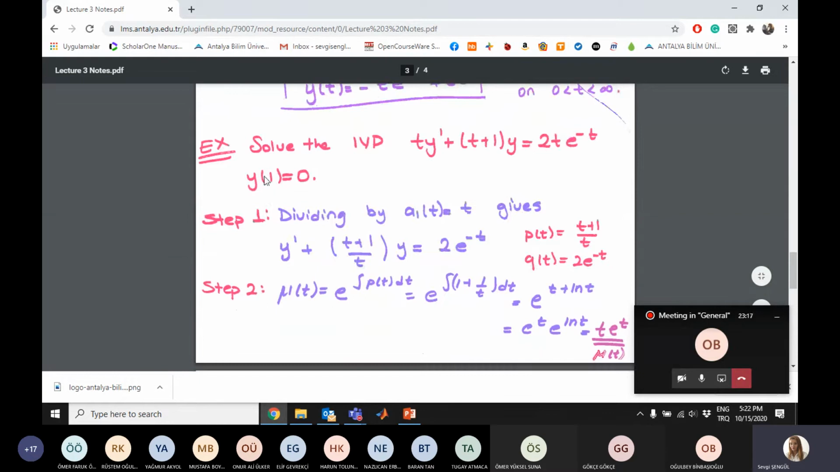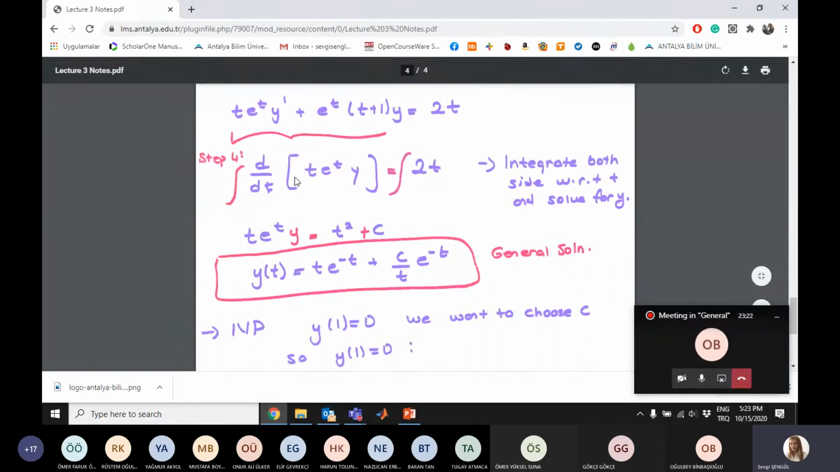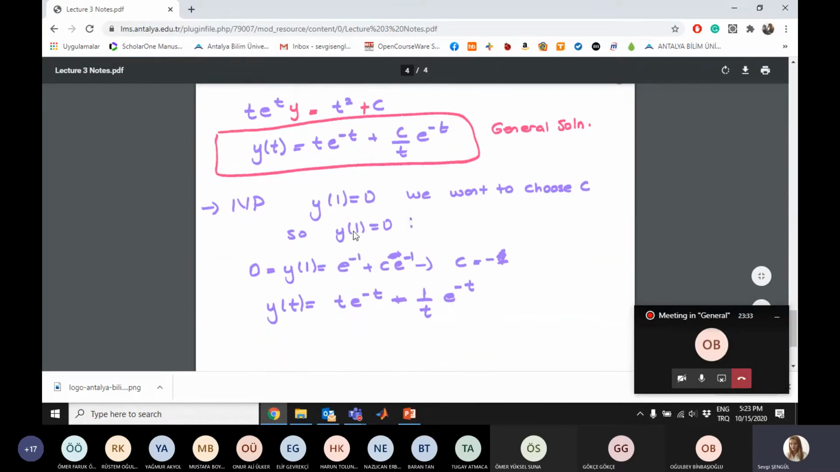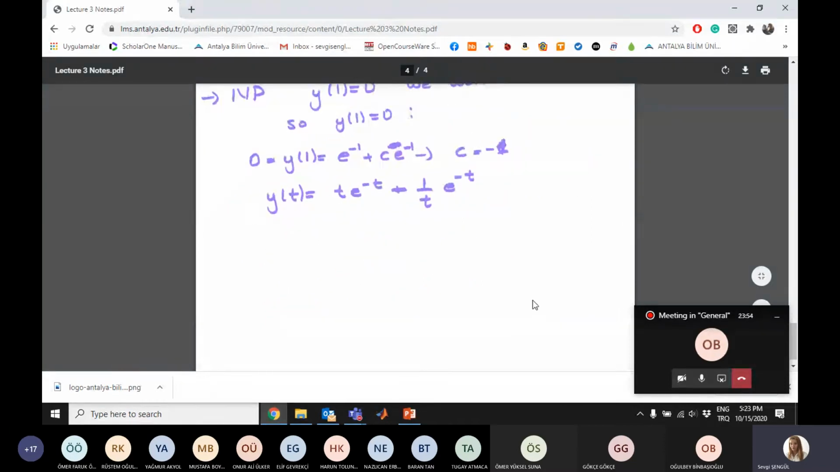And what is the initial value problem? y(1) is given as 0, which means that when t is 1, y should be 0. So plug in t equals 1, make it equal to 0, and solve for c. Since y(1) is 0, we want to choose c so that when t is 1, plugged in, it equals 0. You have e to the minus 1 plus c times e to the minus 1 equals 0. And there you can see that c is -1. If c is -1, just plug it in and this will be the solution of your initial value problem.